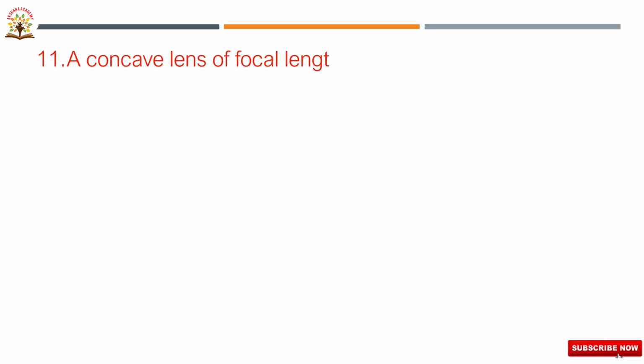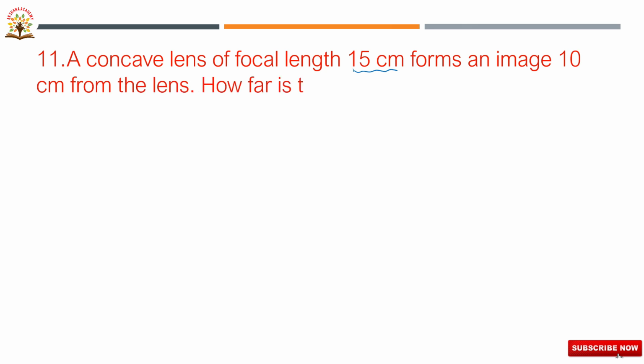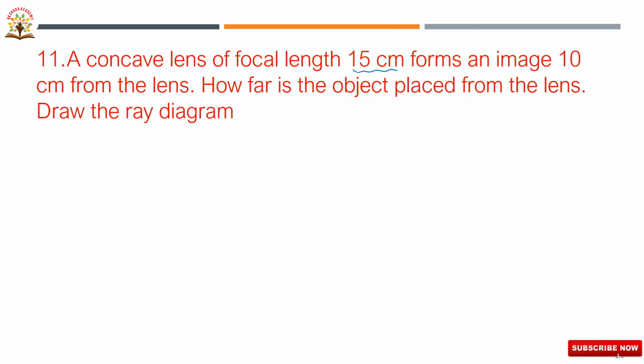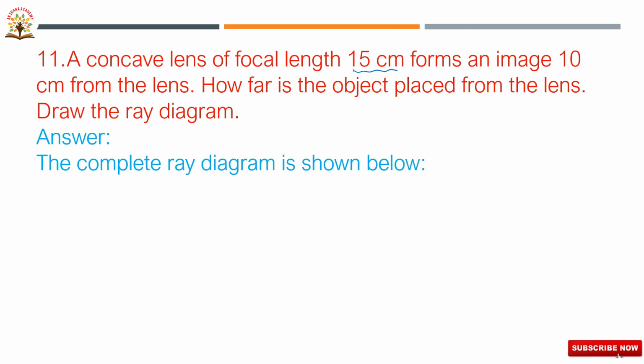A concave lens of focal length 15 centimeters forms an image 10 centimeters from the lens. How far is the object placed from the lens? Draw the ray diagram. In this question they given a concave lens of focal length 15 centimeters, forming an image 10 centimeters from the lens. They given image distance as 10 centimeters and focal length 15 centimeters. Now we have to calculate the object distance and draw the ray diagram.